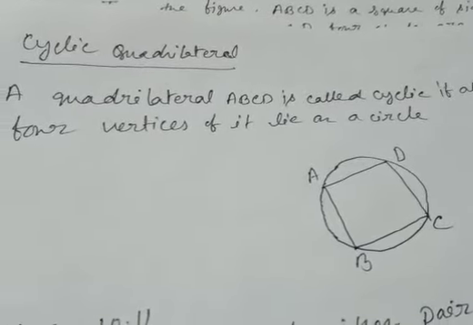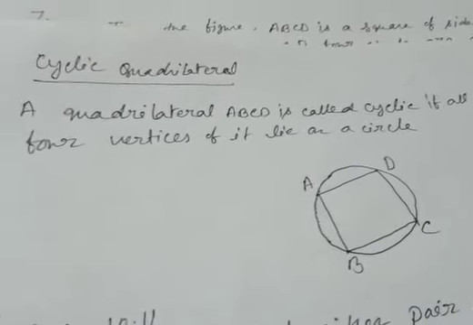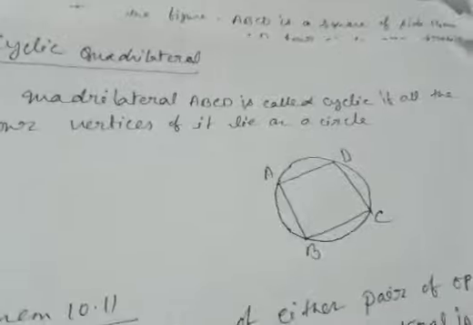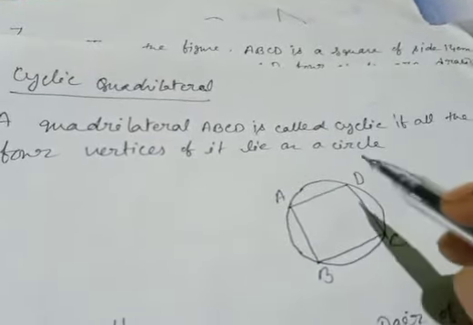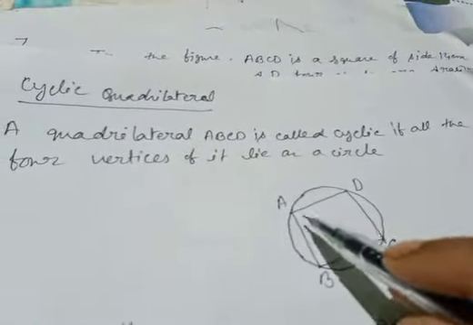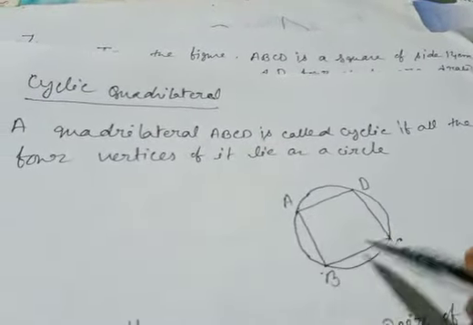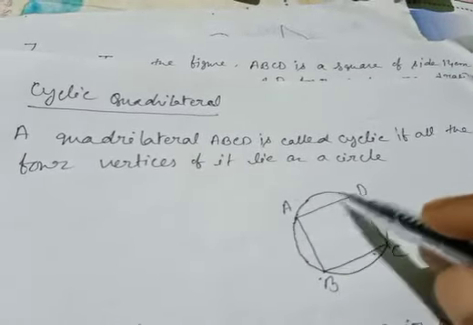Now cyclic quadrilateral. So first of all you have to know what is cyclic quadrilateral. A quadrilateral ABCD is called cyclic if all the four vertices of it lie on a circle. See in this figure, A, B, C, D lie on the circle or not? Then ABCD is called cyclic quadrilateral.